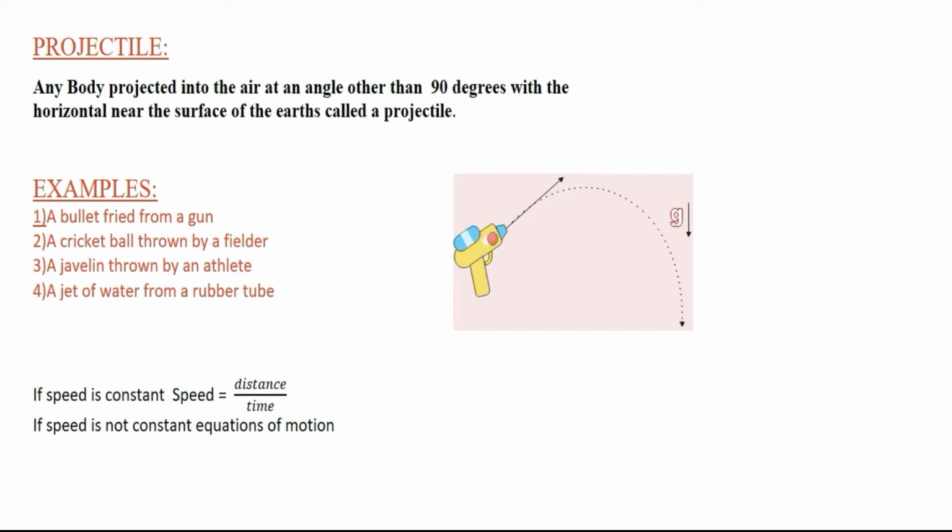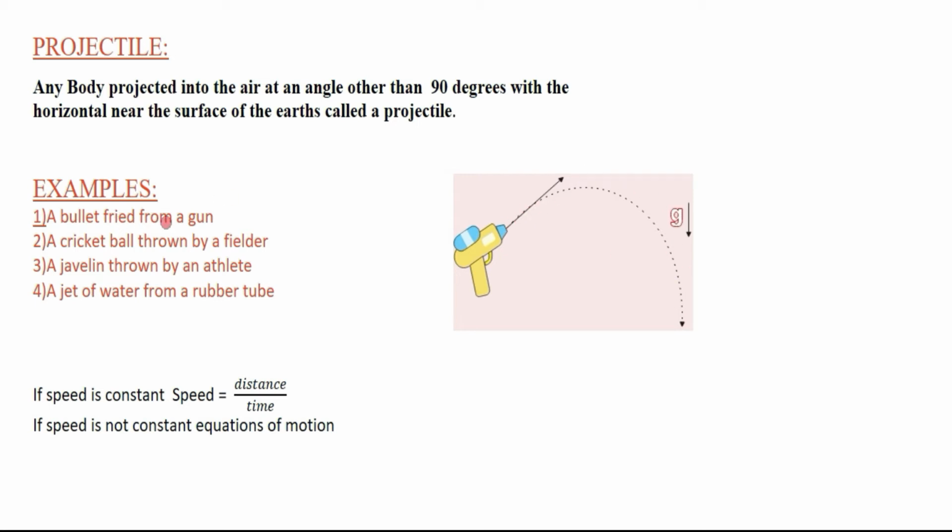This gun will exert a force on this bullet in this direction. Because of this, this bullet will start moving along this direction. After some time, this bullet changes its path. Why does it change its path? Because of gravity, which is acting in the vertical downward direction. Because of this vertical downward force, this bullet, instead of moving in a straight path, moves in a curved path.